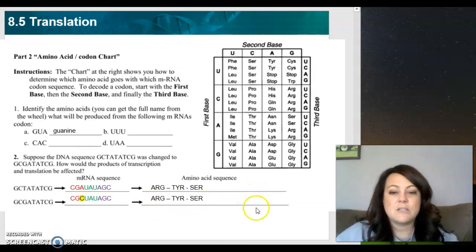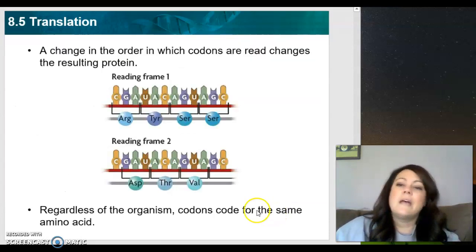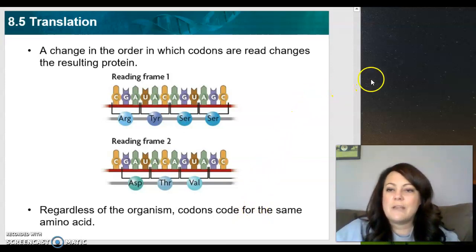There are cases such as sickle cell anemia where a single letter substitution like that is actually going to completely alter the amino acid sequence, and it prevents those people's red blood cells from forming the nice bowl or saucer shape that we like to have, and instead they're like a broken plate. They can't carry oxygen. A change in the order in which codons are read changes the resulting protein. Regardless of the organism, codons code for the same amino acid.